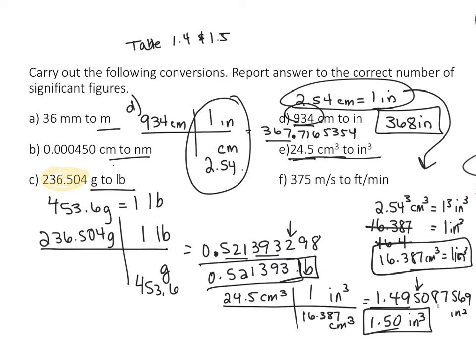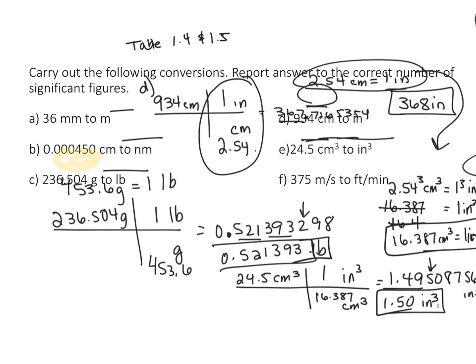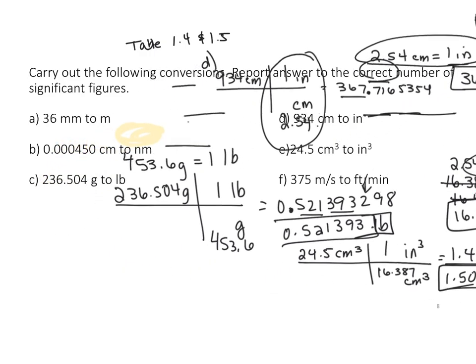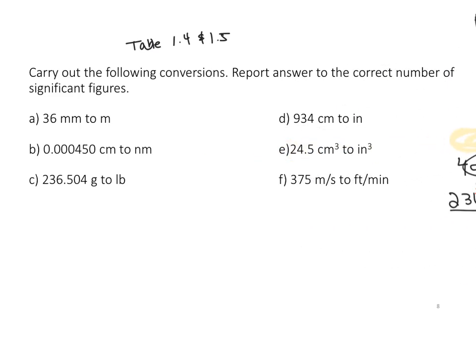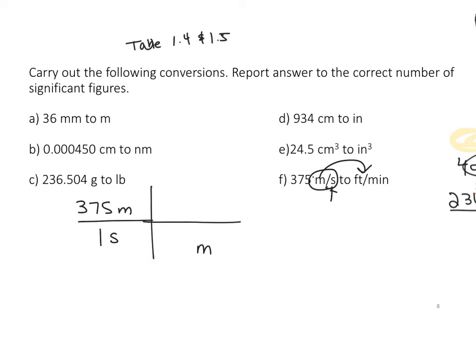All right, and the last one is F. All right, so let's do F. And you have 375 meters. When you have it like this, then that's over 1. And when you don't see a number there, you can assume 1 is that number. Okay, so here we are. Now, let's just do one at a time. Let's go meters to feet. So we don't want meters, so we're going to put meter on bottom.